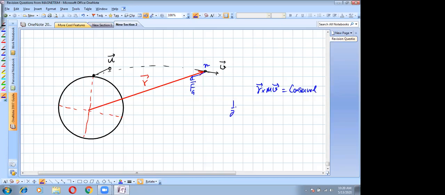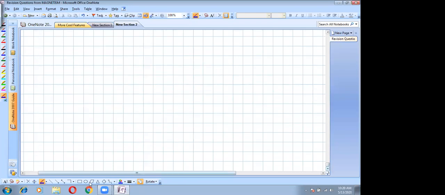Plus half mv square minus the potential energy term. So this is the general concept: angular momentum and total mechanical energy are conserved. Now if we compare the point where it reaches the maximum displacement from the center of the Earth with the initial position, compare those two directly, we get both the things that we're looking for.